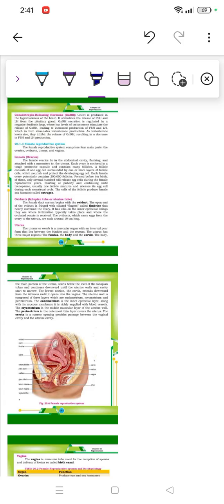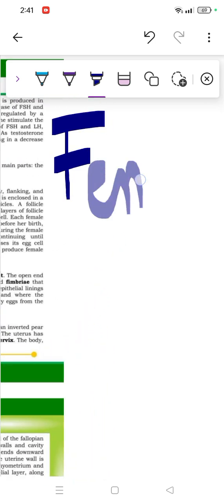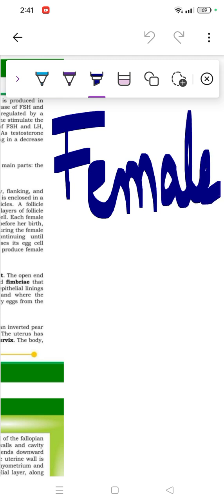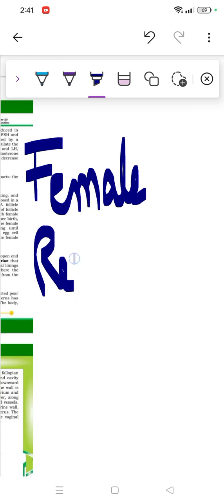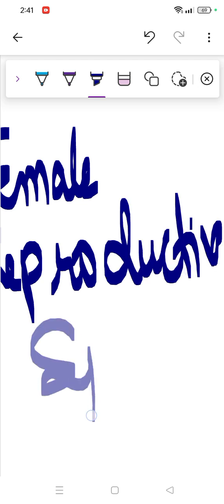So we were discussing the female reproductive system, and we were done with a detailed lecture. Today we'll see what's written in our book. So let's start.